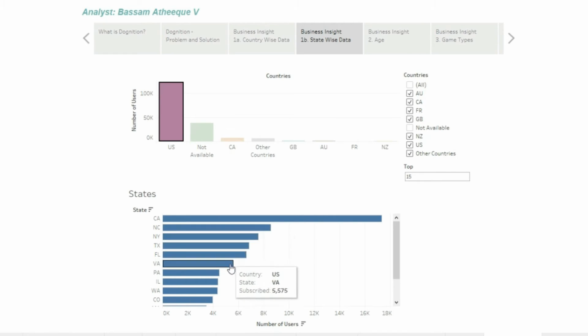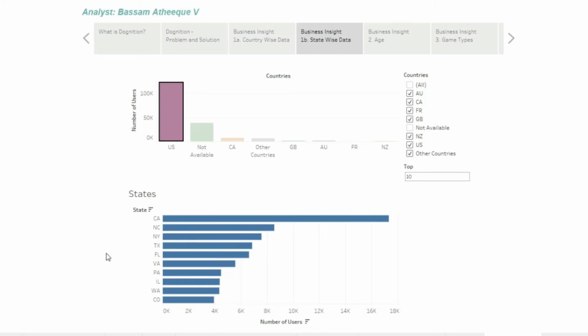But seeing the next 5, I feel that in order to improve the sales and the growth of Dognition, we can concentrate on the developing states, not on the already developed ones. So let us just see here the top 10.